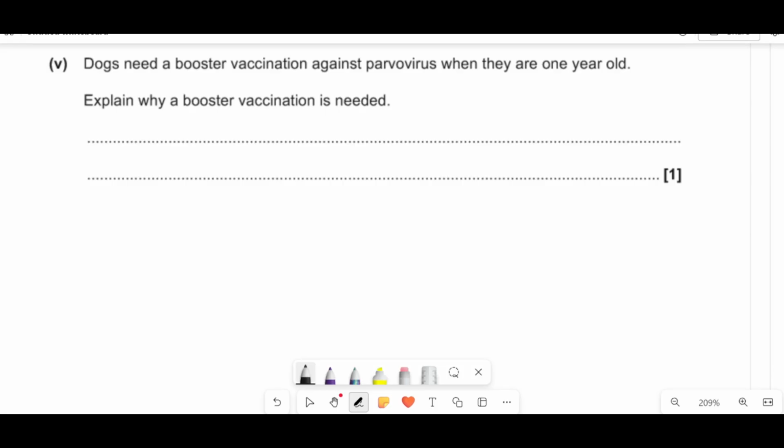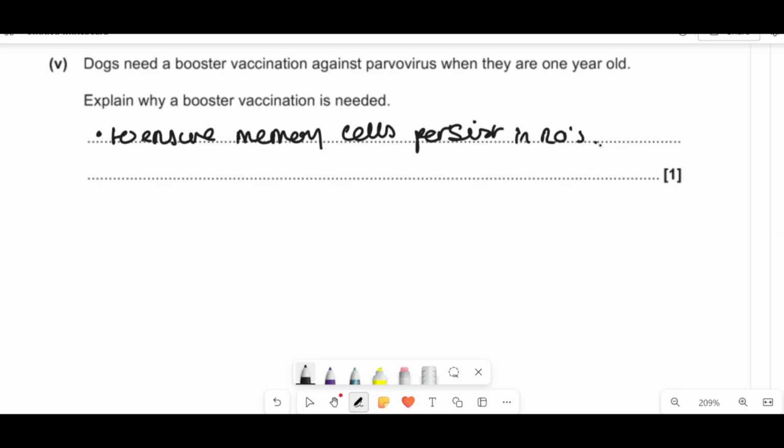So you do that to make sure that those memory cells are produced and also persist. So that's probably why as well. So it's to ensure memory cells persist in numbers. It's the same way, for example, with the vaccines that children have, like the MMR and all of those kinds of ones, right? They have repeated doses to make sure those memory cells are up there.